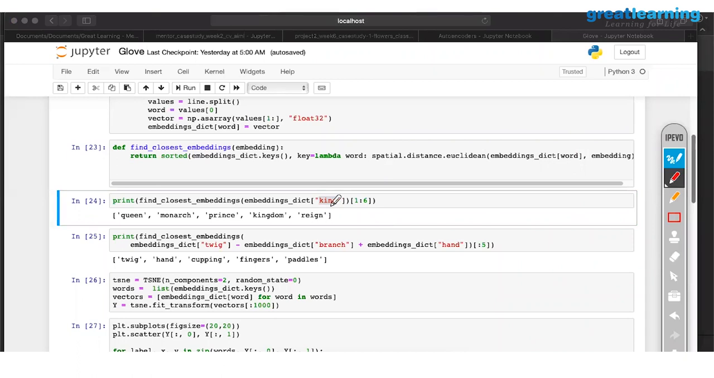Now, what if I say, give me the top 5 words which are very near to king? If you observe, queen, monarch, prince, kingdom, and reign, from our corpus it is able to find these 5 predictions. Which one do you want me to send? So I will say share the top 3 predictions always. Something like a recommendation system, I can say, for text.